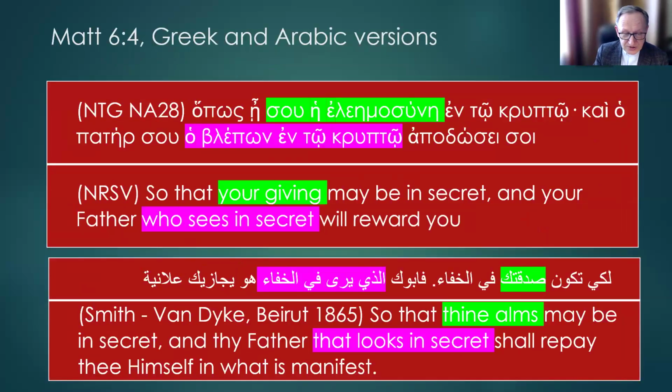Turning to the Greek text of the Gospel, it reads as follows: so that your giving may be in secret, and your Father, who sees in secret, will reward you. Additionally, let us consider the same text in the Arabic version. We can read, so that your alms may be in secret, and your Father, the one who sees in secret, he will reward you publicly. Likay takuna tzedakatuka fi al-khafa, fa abuka alladhi yara fi al-khafa, huwa yujazika alaniyatan.